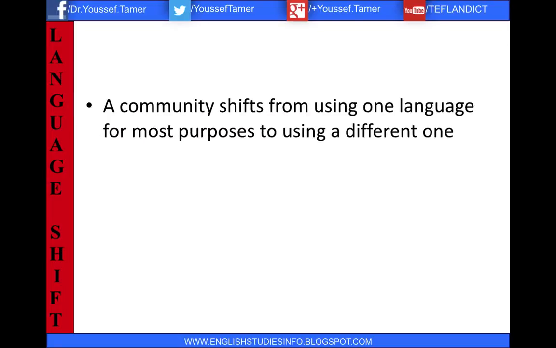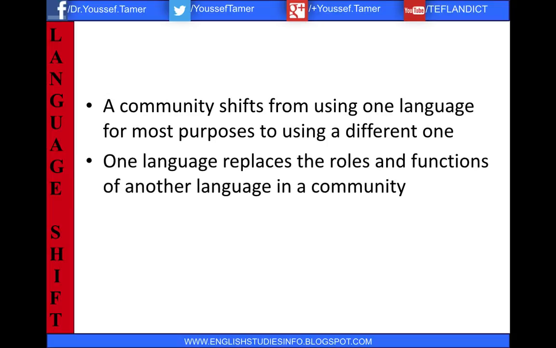A community shifts from using one language for most purposes to using a different one. We can also talk here about language shifts in terms of language use, because the examples of the first generation, second generation, third generation of Moroccan immigrants, here we are talking about language shift in terms of competence, language proficiency.